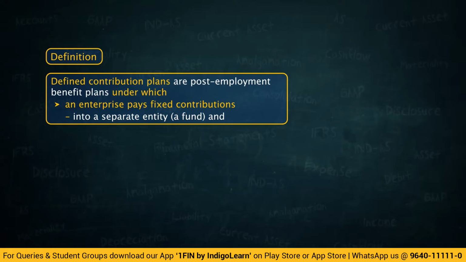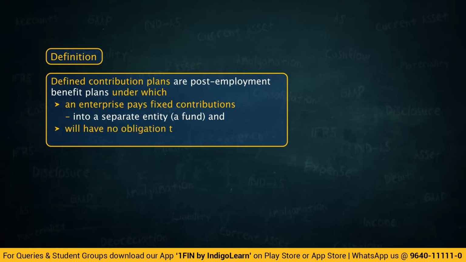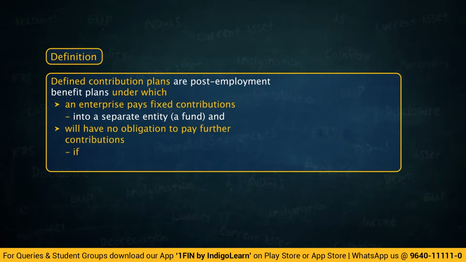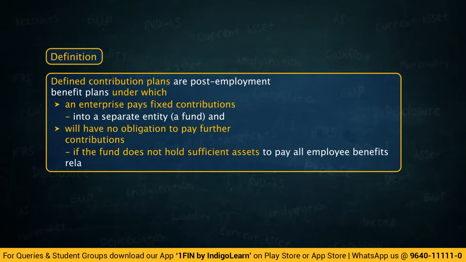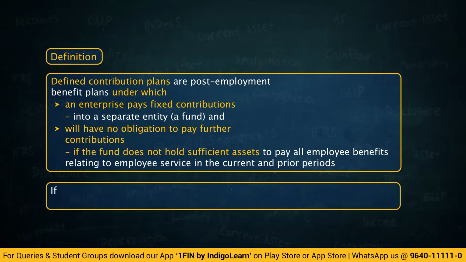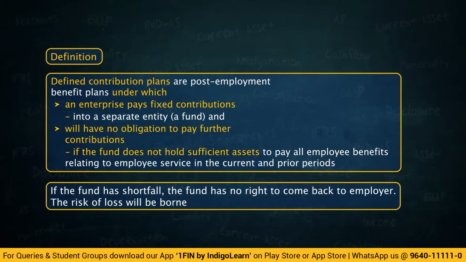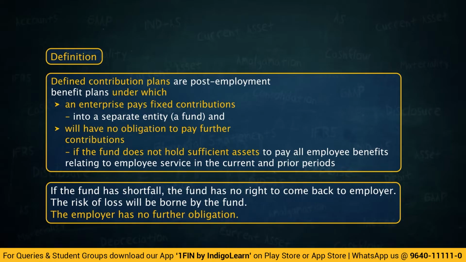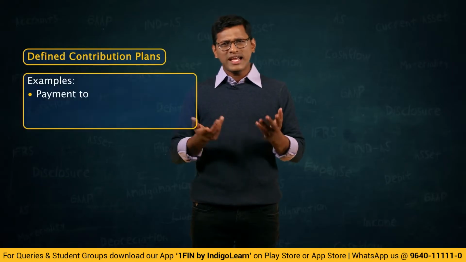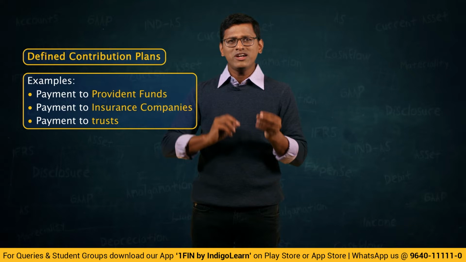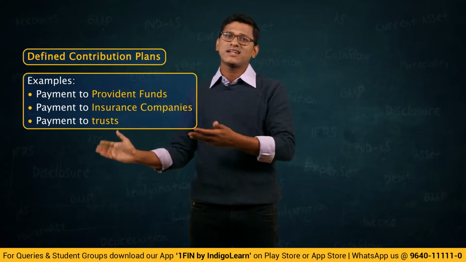Separate entity, fund, and will have no obligation to pay further contributions if the fund does not hold sufficient assets to pay all employee benefits relating to employee service in the current and prior periods. So basically, if the fund has any shortfall, if LIC has less money than what they should pay to our employee, does LIC have the right to come back to us? No, they can't. So they'll have to pay out of their pocket. So from the employer's point of view, there is no further obligation. For this contribution plan, you can take the example of Provident Fund also, right? Even in Provident Fund, you make payment to PF authorities and then the rest is taken care of by them.